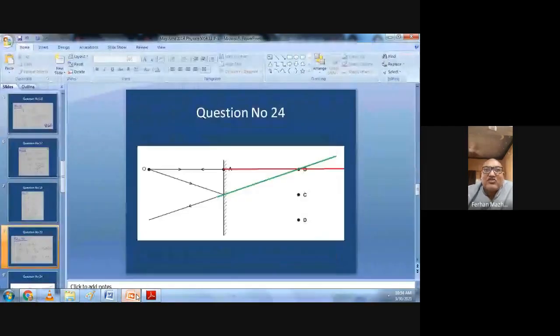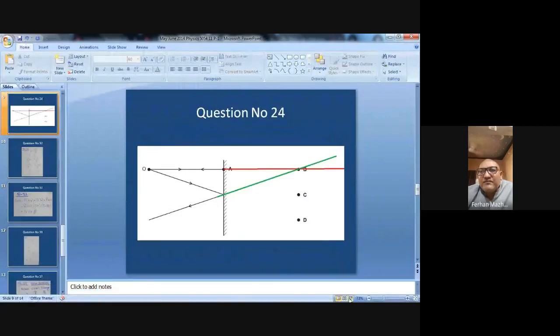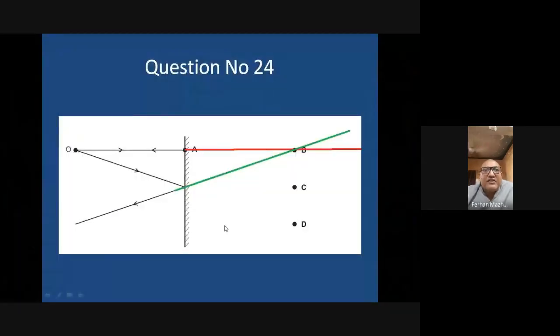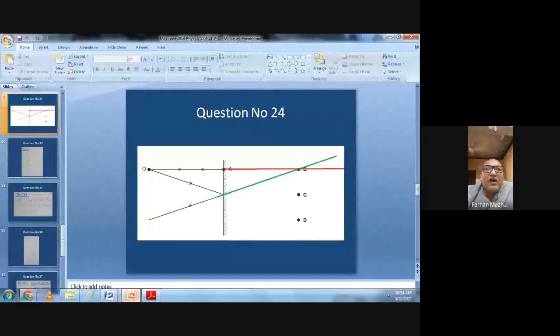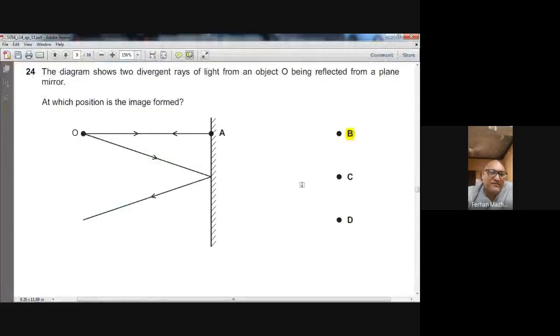Let me show. I have done this on a paper. You can see the ray which was coming from the object and making a 90-degree angle with the mirror, I have prolonged it behind the mirror with the red color. And then this reflected ray from the mirror, I have prolonged it behind the mirror with a green color line. So where they both intersect, there the image will be seen. So the image will be formed at point B. I hope that you have understood this. The image will be formed at position B.